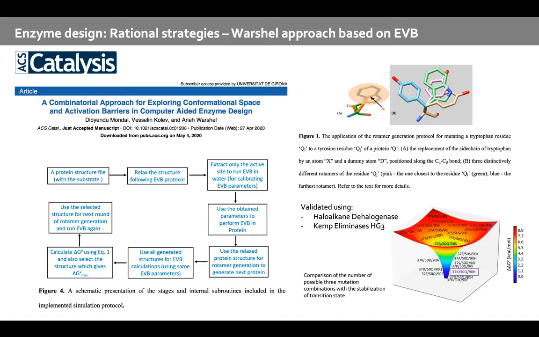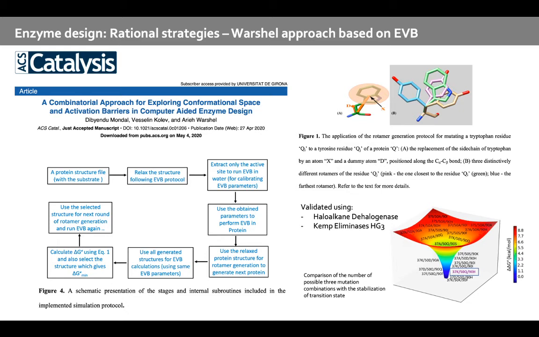Then they do these EVB calculations in the protein. They relax the structure, they generate different structures, and they also take into account different rotamers for the different amino acids, and then they calculate the delta Gs, and they do this in multiple rounds. So it's a similar strategy, I would say, to Kamerlin's approach.